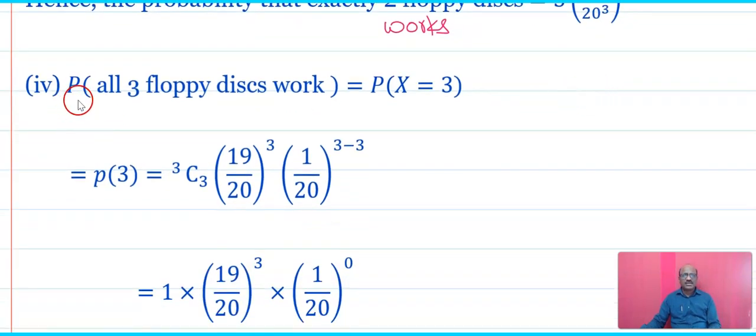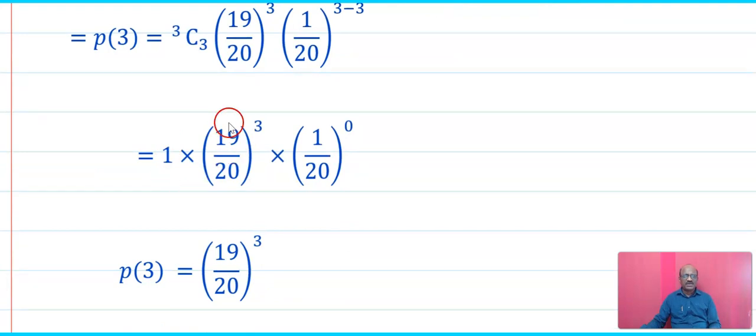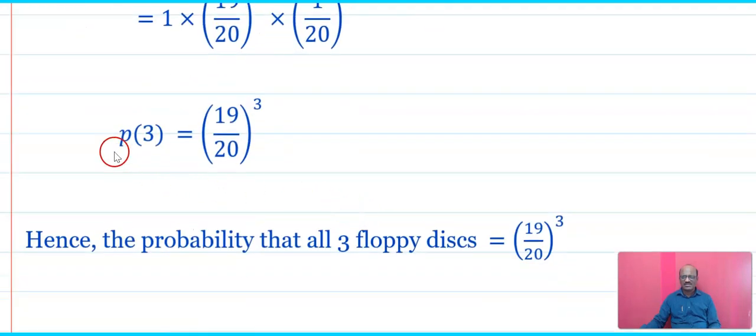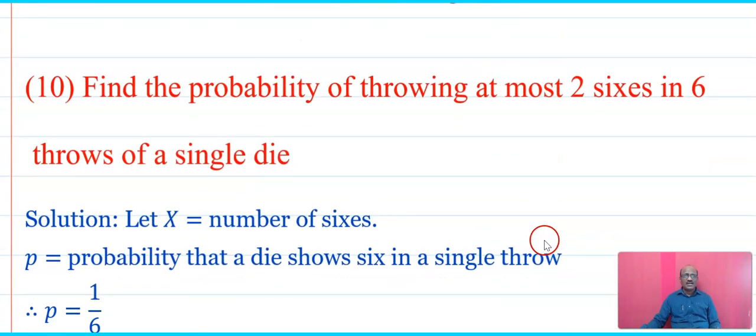Next, all 3 floppy disks work. P of capital X is equal to 3. P of 3, 3C3, 19 upon 20 raised to 3, 1 upon 20 raised to 3 minus 3. And here you will get 1, 19 upon 20 raised to 3, 1 upon 20 raised to 0. And hence you will get P of 3 is equal to 19 upon 20 raised to 3. And hence the probability that all three floppy disks work, I want to write here, is 19 upon 20 raised to 3.